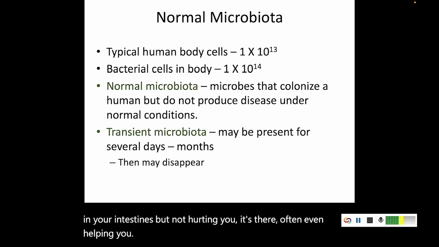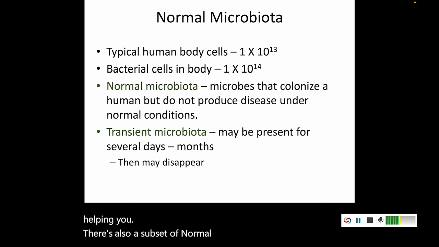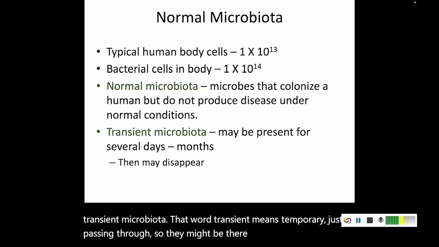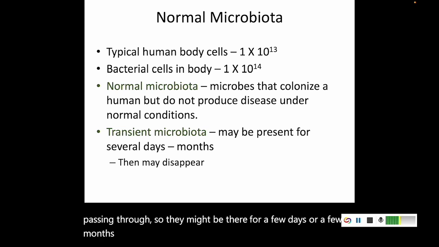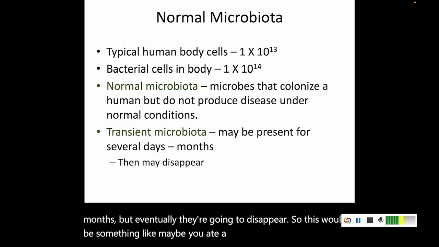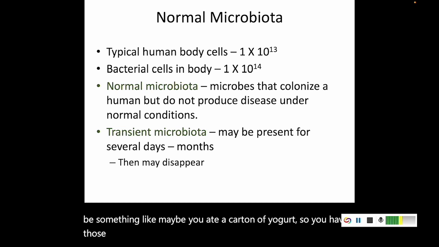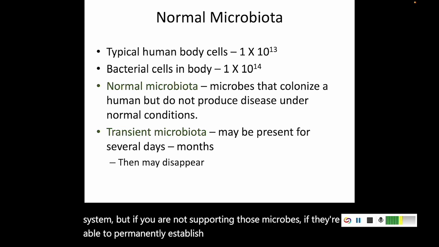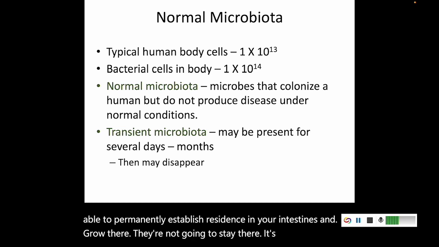There's also a subset of normal microbiota that would be your transient microbiota. That word transient means temporary, just passing through. So they might be there for a few days or a few months, but eventually they're going to disappear. So this would be something like maybe you ate a carton of yogurt. So you have those microbes from the yogurt going through your digestive system. But if you are not supporting those microbes, if they're not able to permanently establish residence in your intestines and grow there, they're not going to stay there. They're eventually going to disappear.